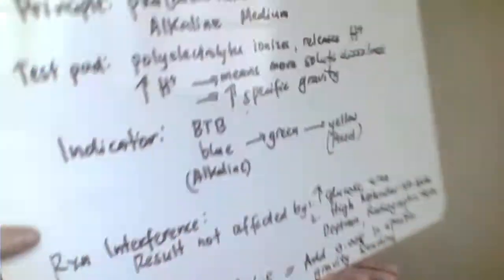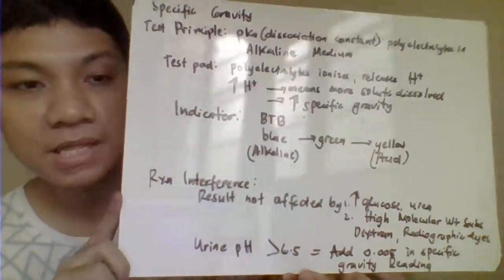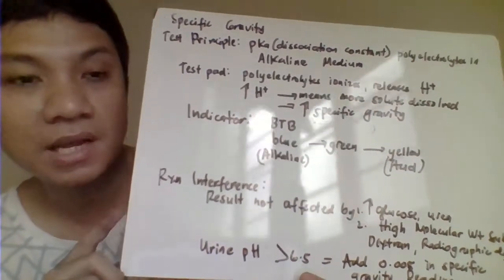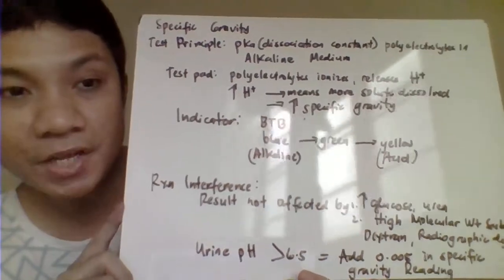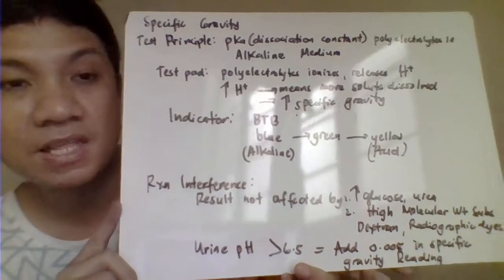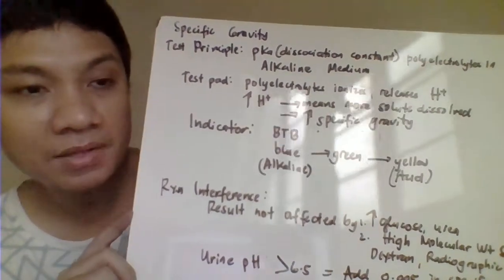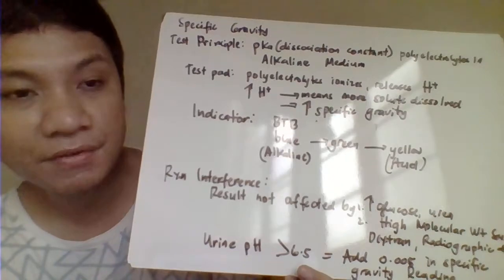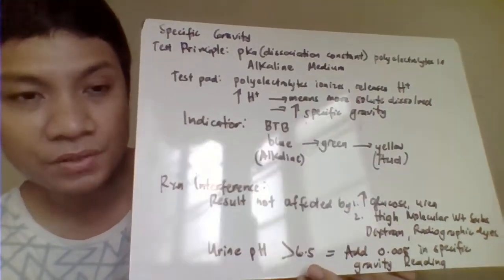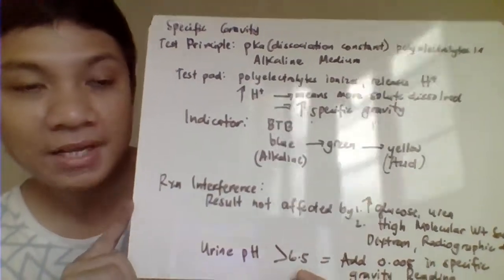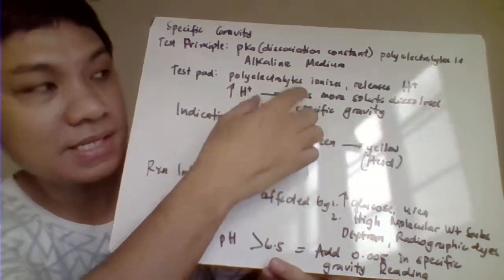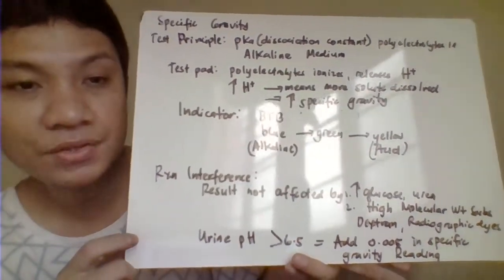Okay, the last test pad for the reagent strip here would be the test pad for your specific gravity. The test pad for the specific gravity utilizes the principle of your pKa, the dissociation constant, of your polyelectrolytes in your alkaline medium. So the test pad tries to determine here the presence of your ions or the solute dissolved in your urine. So if you have very much of the solute or the ions present or dissolved in your urine, your polyelectrolyte tries to ionize and release here more hydrogen ions.